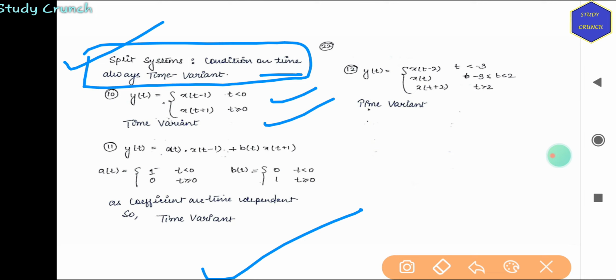So I hope this is now clear, time variant and time invariant systems.